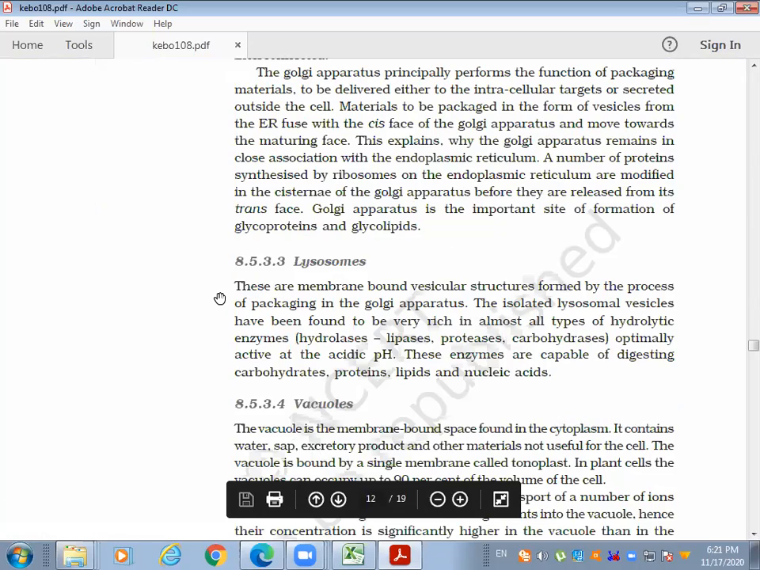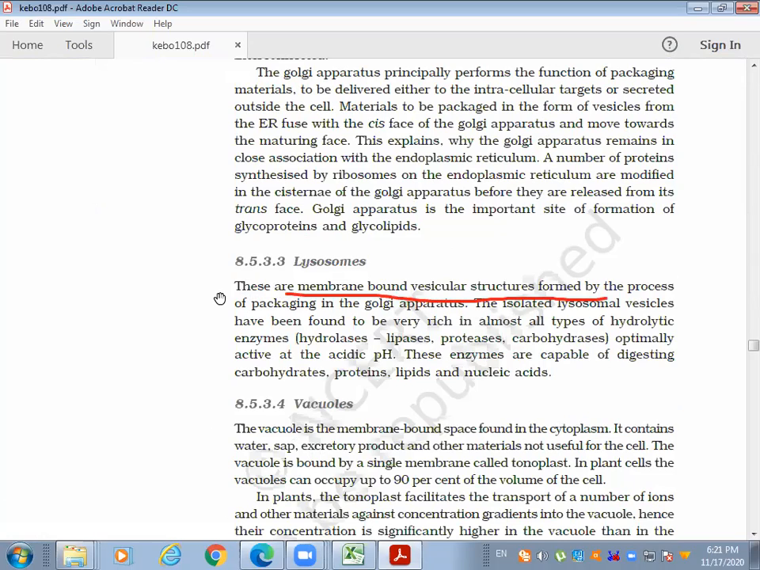Lysosomes. These are membrane-bound vesicular structures formed by the process of packaging in the Golgi apparatus.